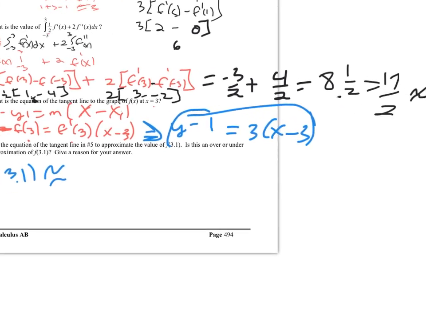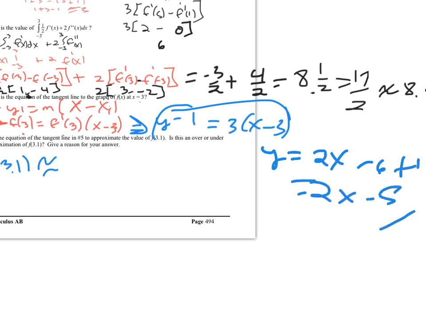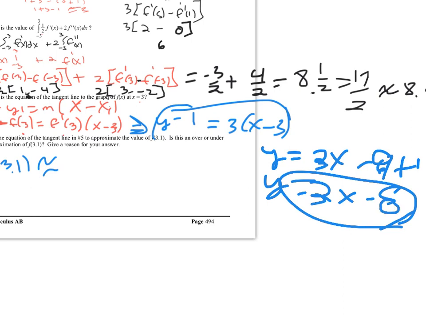So the only bad thing is I got to rewrite this problem. I got to solve this. I got to write it like this. That means y equals 2x minus 6 plus 1, 2x minus 5. Okay, so there's my equation, right? Same equation. What is it? Y equals 3x minus 6, no, it wasn't 6 either. It's a 9. Why didn't you catch that too? Plus 1. 3x minus 8.